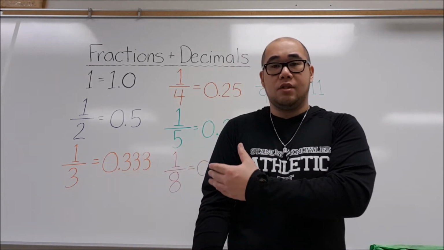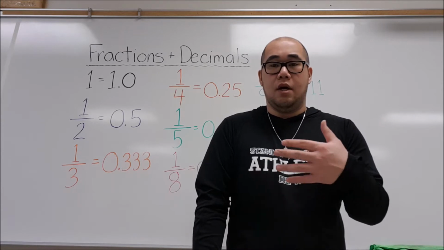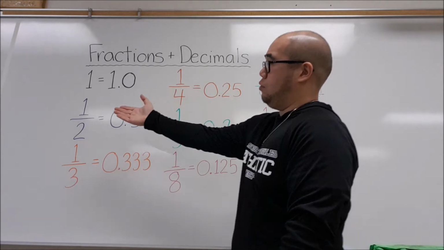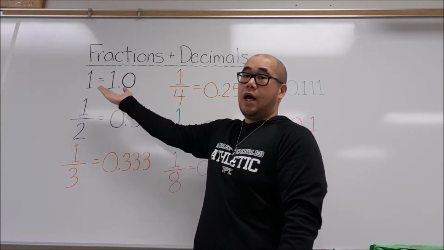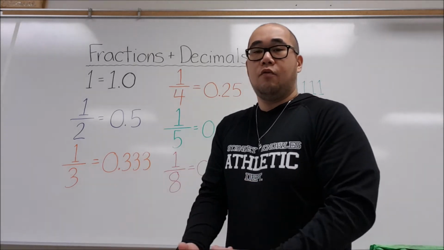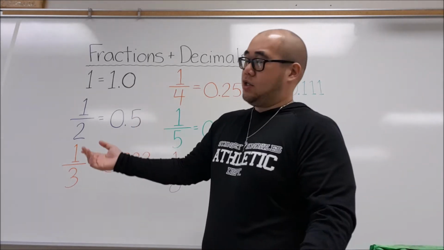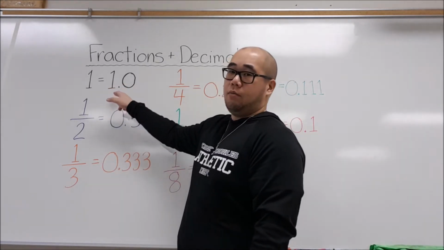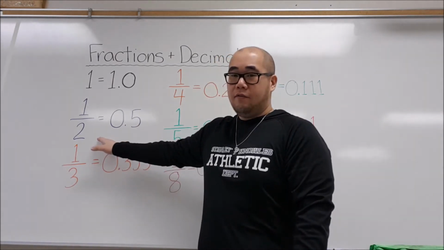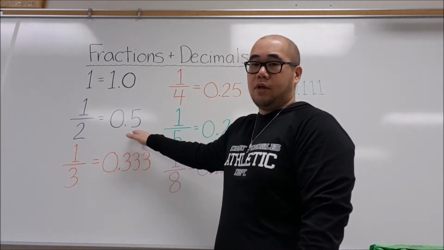Here behind me are some examples of common decimals and common fractions that we would have to use in our math. For instance, the first one here, 1. Now, 1 is just a whole number, but it's still a fraction. If we go 1 over 1, that equals 1. So that's still a fraction, and that converts to 1.0. And then we have 1/2, or 1 over 2, and that converts to this decimal, 0.5.